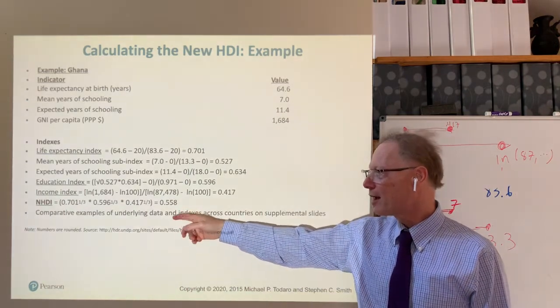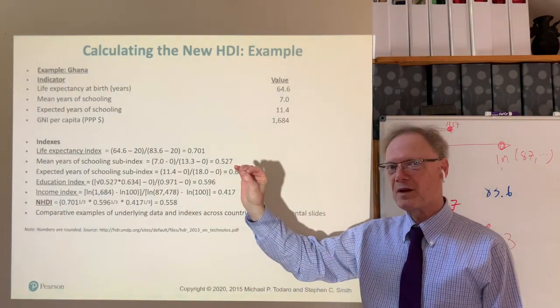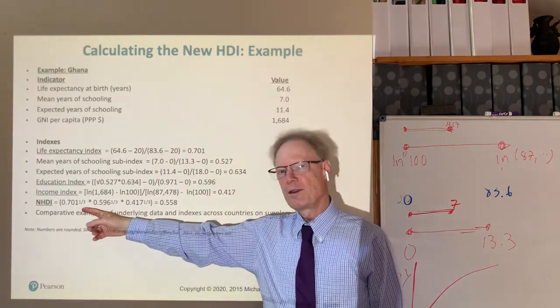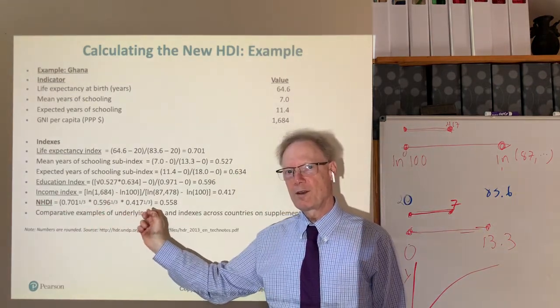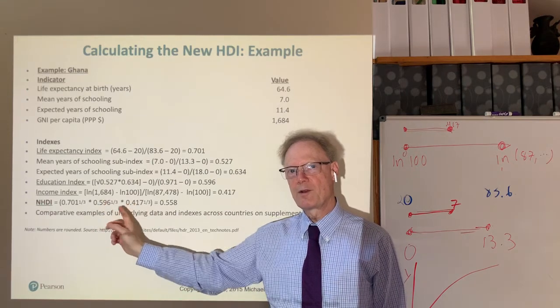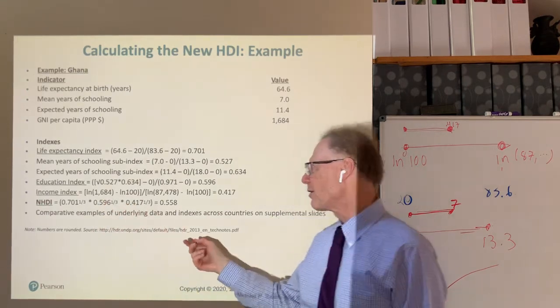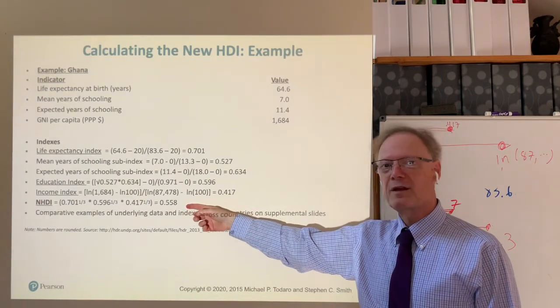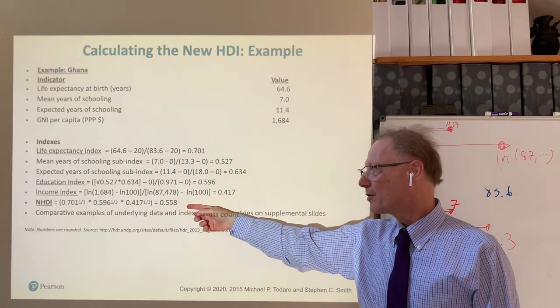Then for the overall index, you multiply these three sub-indices together and take the cube root, or it's exactly the same thing. You take the individual indices, you take the cube root of each of them, and then you multiply the three together, and then you find out that Ghana has a human development index of 0.558.